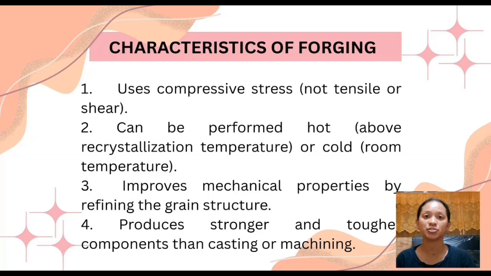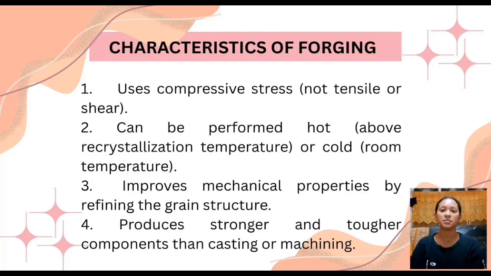So, there are four characteristics of forging. First, it uses compressive stress, not tensile or shear. In forging, the metal is shaped by squeezing or pressing forces, unlike tensile stress, which stretches, or shear stress, which slides layers. Forging relies on compressive forces to plastically deform the material. This prevents cracking and ensures the material fills the die cavity completely.